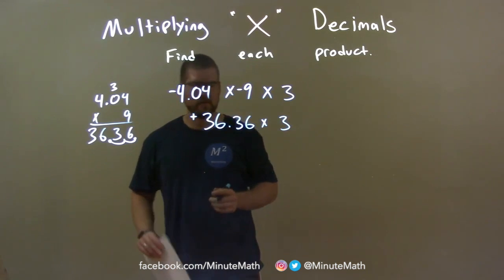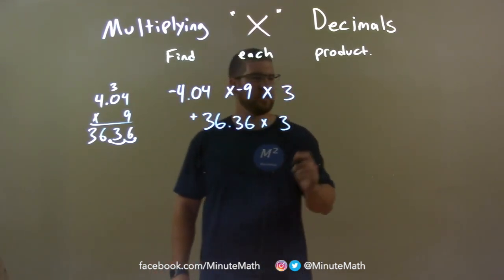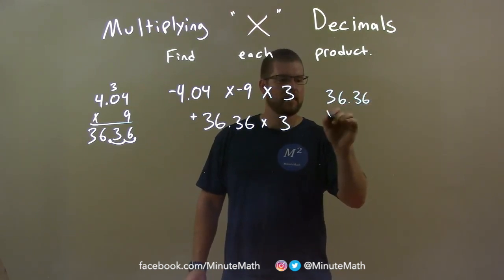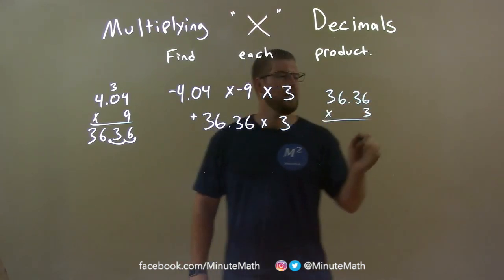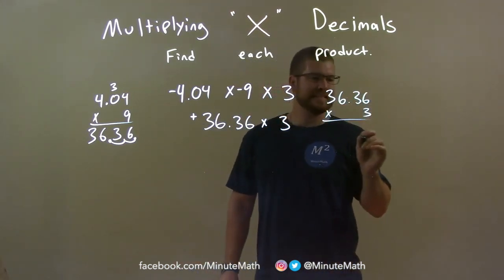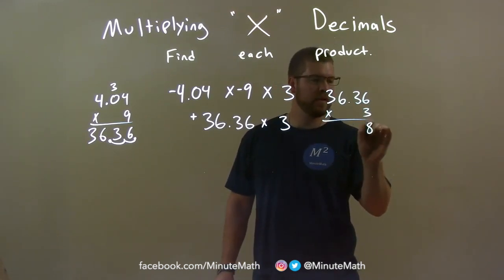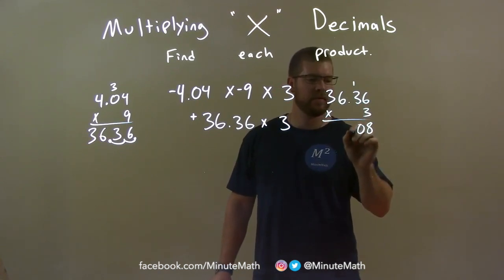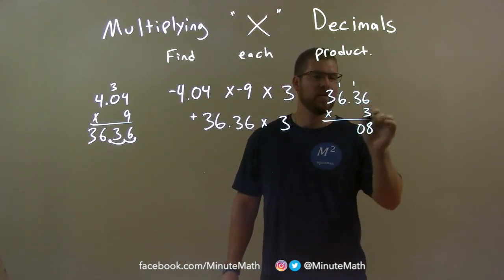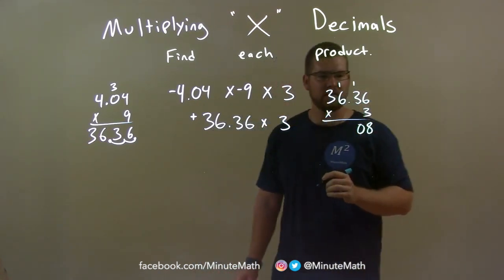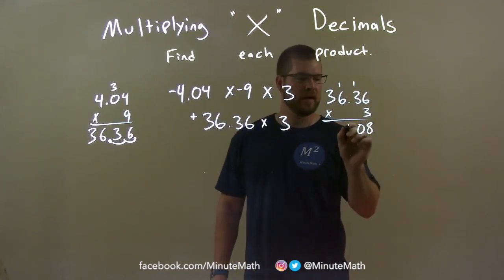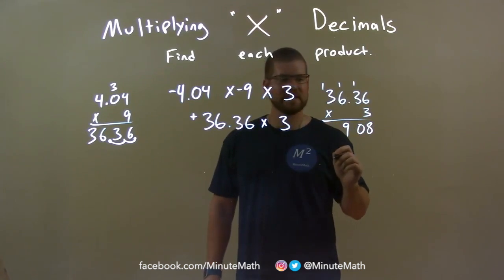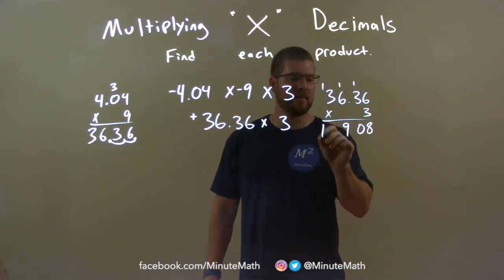So now we have 36.36 times 3. Okay? Well, let's write that out. 36.36 times 3. Well, 3 times 6 is 18, right? 8, carry the 1. 3 times 3 is 9, plus 1 is 10. 0, carry the 1. 3 times 6 is 18, plus 1 is 19. 9, carry the 1. Okay? 3 times 3 is 9, plus 1 is 10.